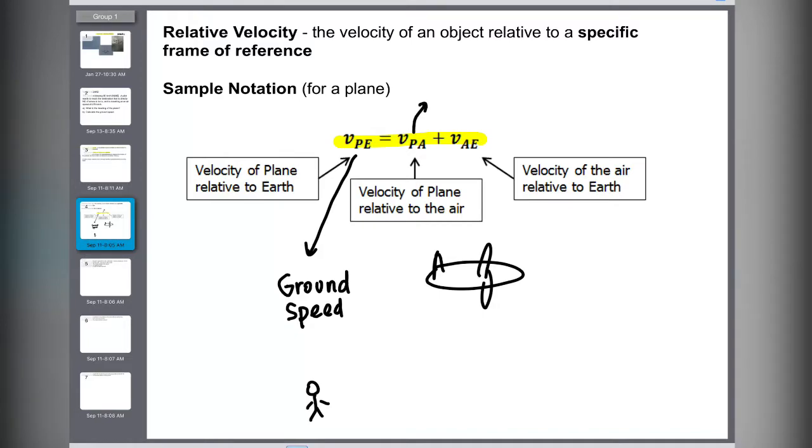Okay, so let's go to this: velocity of the plane relative to the air. If you are in the air right now and you're just drifting along with the air, you would basically only see what the pilot is steering the plane to do. We call this the airspeed. So if you're drifting in the air with the airplane, you would notice this velocity of the plane relative to the air. So basically, what the engine is doing, how fast the engine is pushing, and how fast the pilot thinks he's flying.